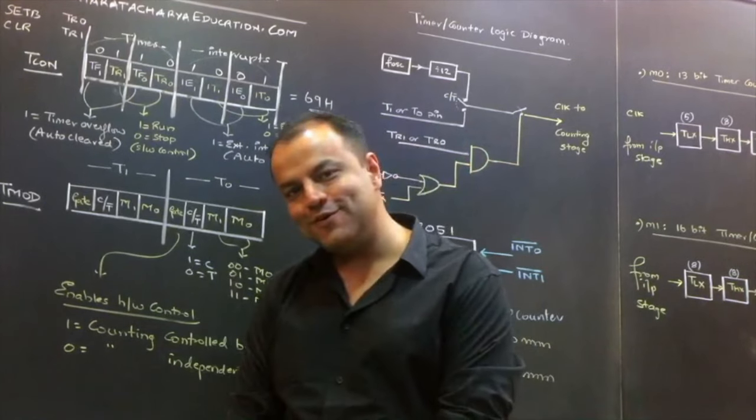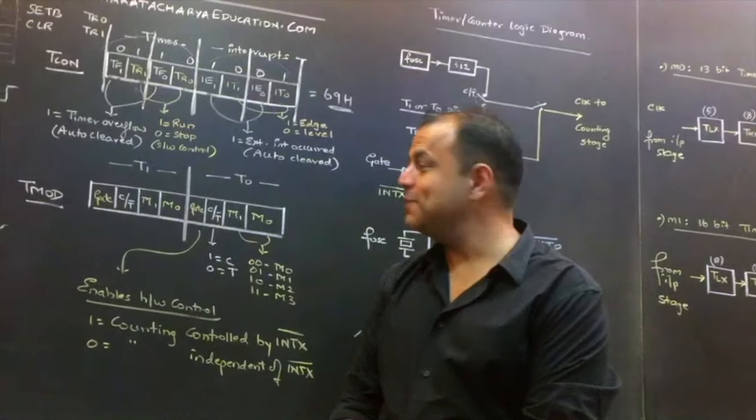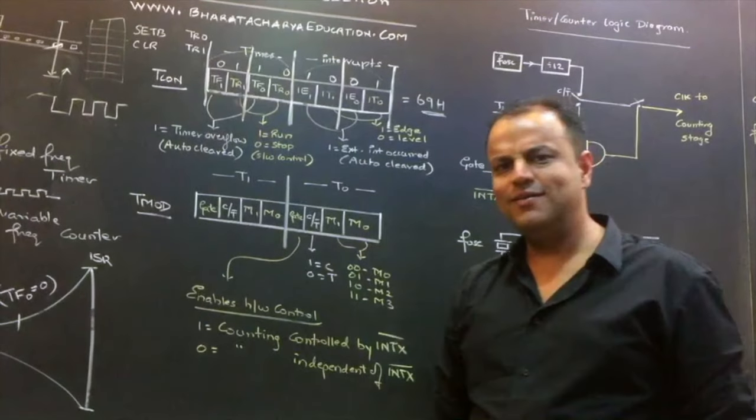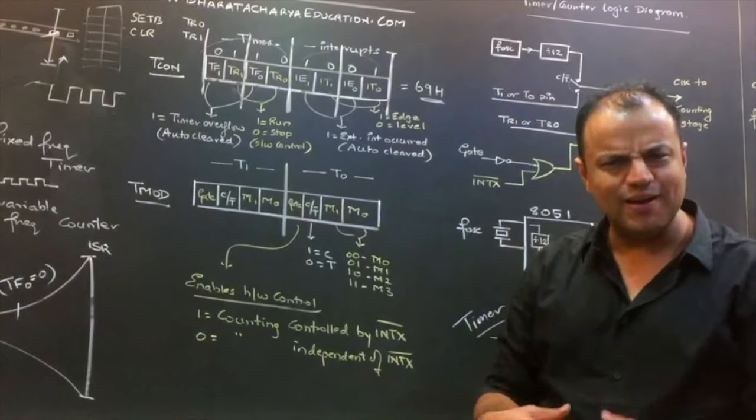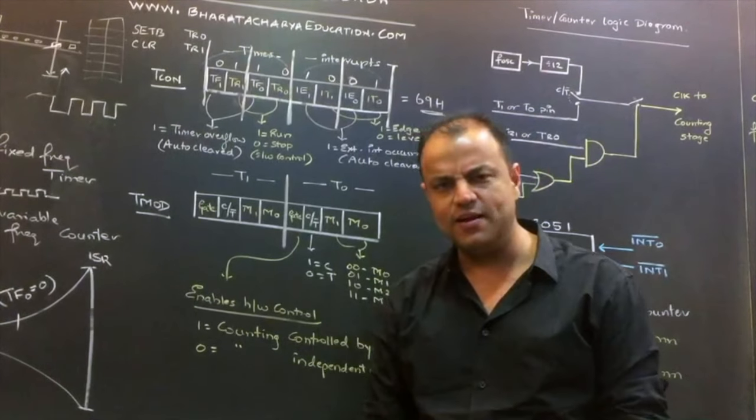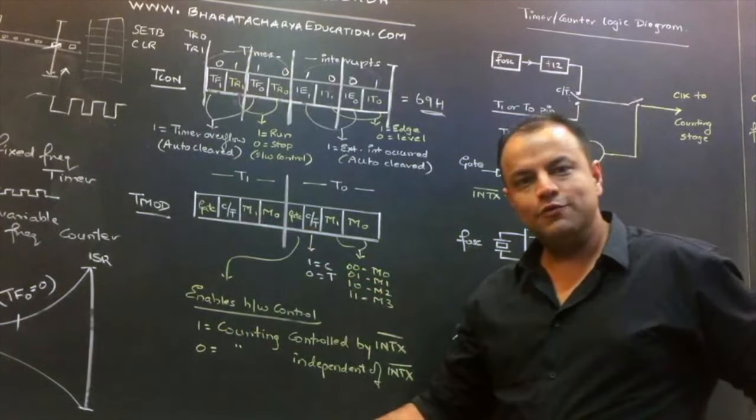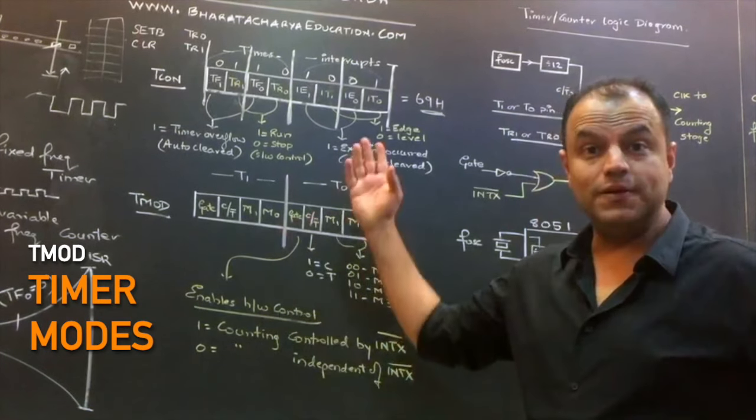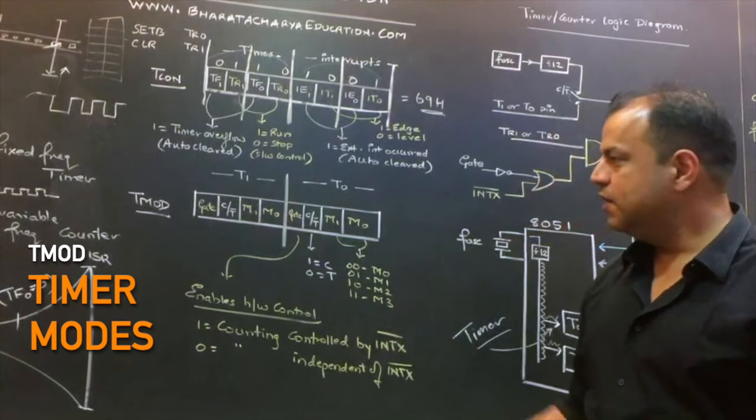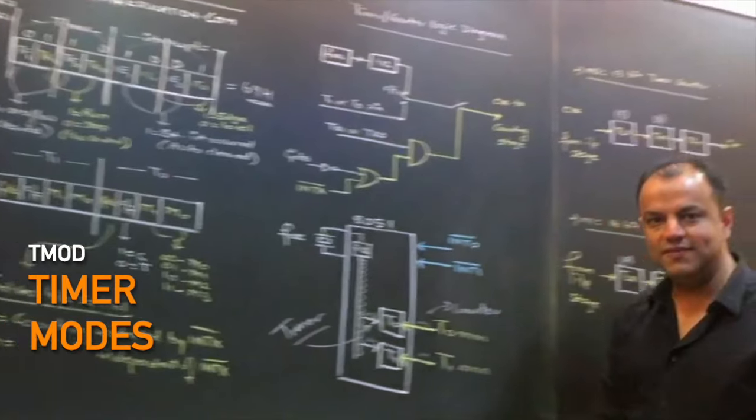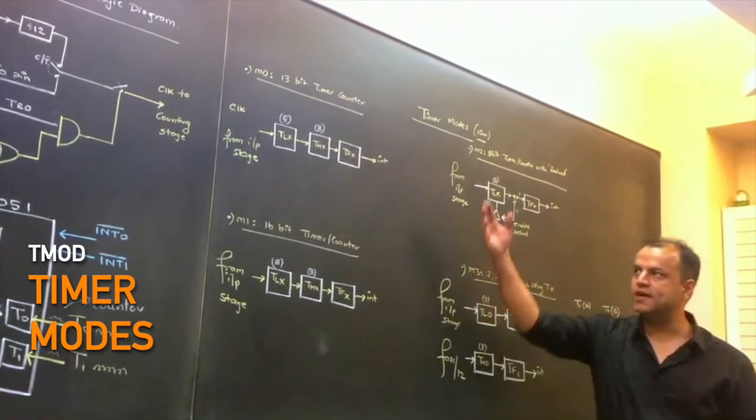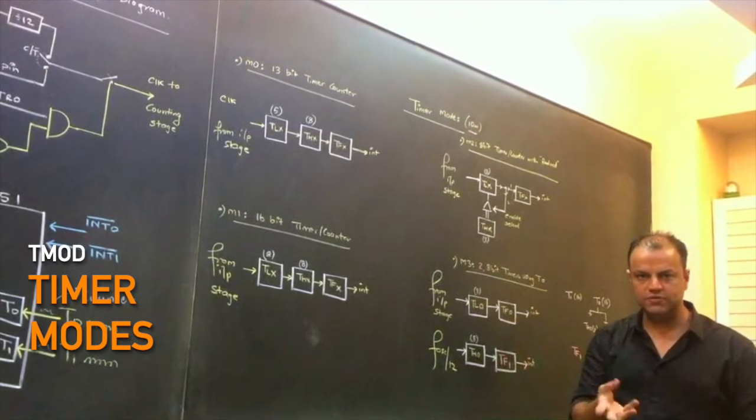I hope you understood the TCON register. Very important from the exam point of view. And so is the next one, TMOD. They generally come together, but there is no such rule. TMOD stands for timer modes. This is much simpler than TCON, it's very light. In this register, we basically choose the modes of the timer. There are 4 modes. We'll be coming to this in a minute.